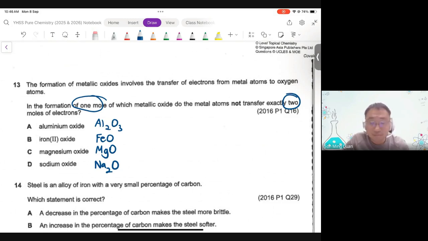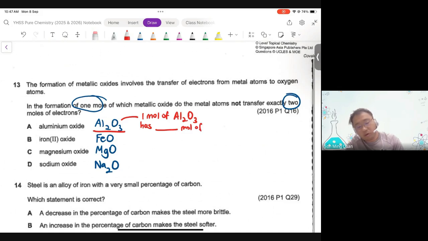Okay? Now, what's the purpose of writing the formula out? The purpose of writing the formula out is to show you what's the mole ratio involved. What do I mean? So let's take the first one, Al2O3. If I have 1 mole of Al2O3, it has how many mole of Al3+? How many mole of O2-? Let's try to answer that.